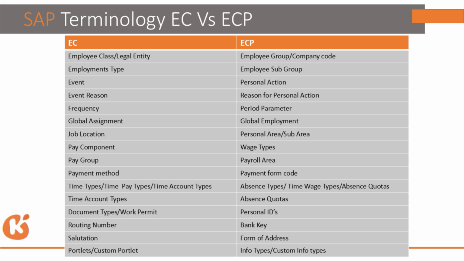So these are the very key points. As an ECP consultant, you just have to learn it by heart. ECP consultant should learn all this by heart. Employee class means, for us, employee group. Employment type means, for us, employee subgroup. Event reason, for us, action type. Event, personnel action. Only about 10 to 13 only, not more than that.